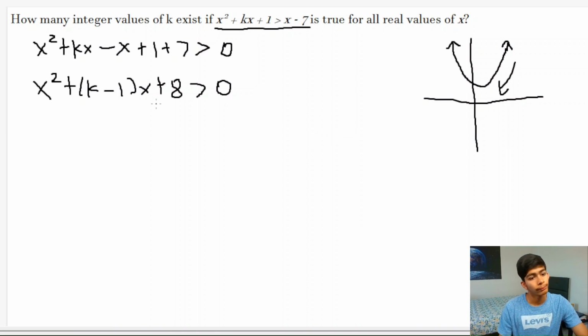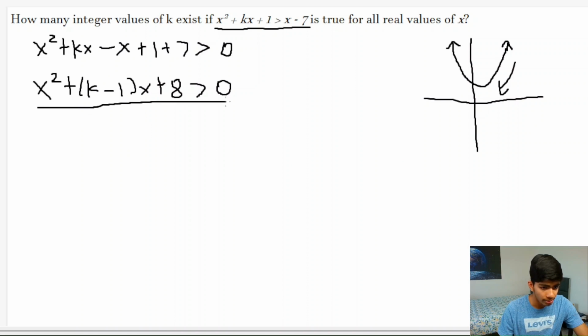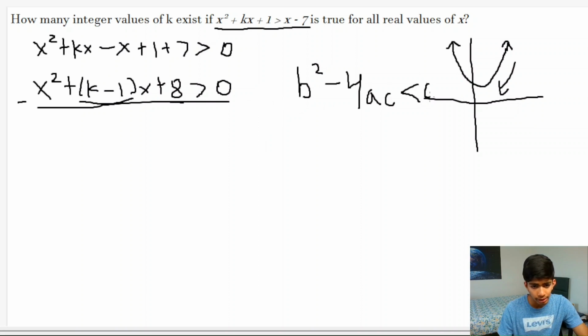The discriminant. If we use the discriminant, we can say that for this equation to be true for all real values of x, the discriminant has to be less than 0 for it to not have any real solutions and therefore not touch the x-axis. So what is the discriminant? Well, the discriminant is just b squared minus 4ac, where a is the coefficient in front of x squared, b is the coefficient in front of x, and 8 is the constant. So we can set b squared minus 4ac less than 0, and if we do that, we'll find our desired value.